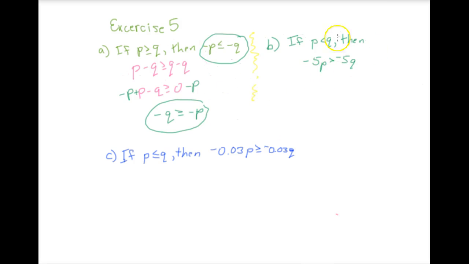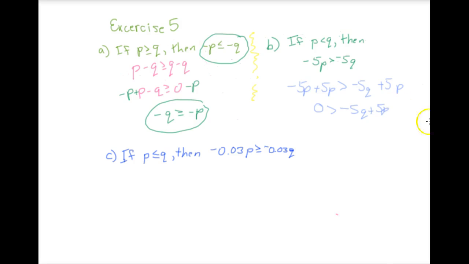Okay. Now we're going to do the same thing here. Basically, I've got to get everything off to one side. Let me pick a new color. Let's see what we got. Negative 5P minus 5P greater than negative 5Q minus 5P. What do we have? These should be pluses. I should be adding the opposite. Okay. We have 0 greater than negative 5Q plus 5P.